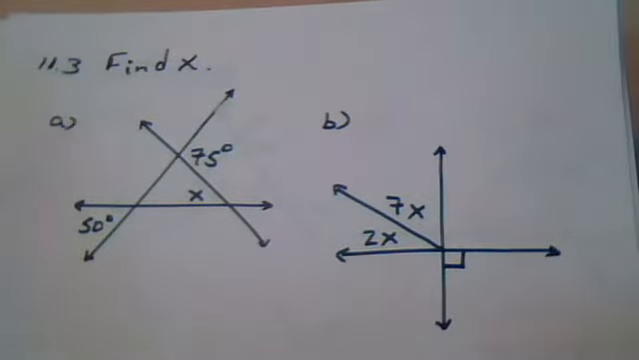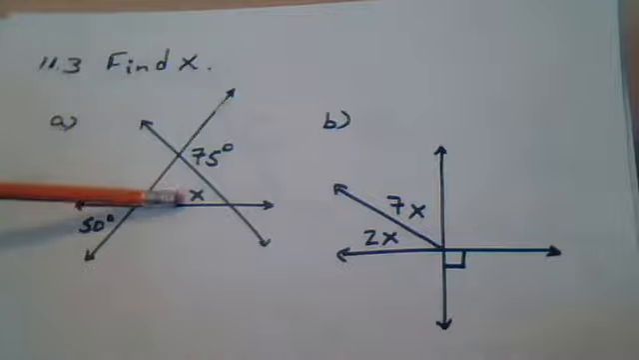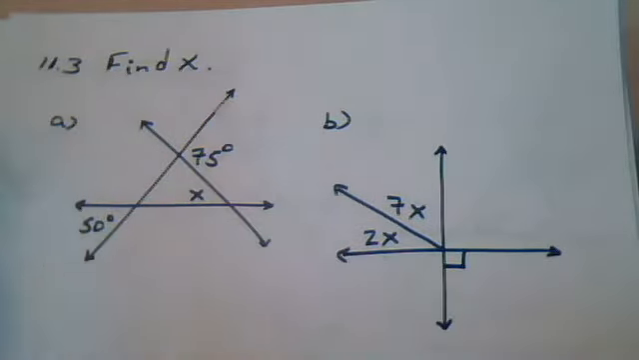Find x. So we need to find this x and we need to find this x. This one for part A, what we're going to do is get information for these two angles, and then we're going to remember that the three angles of any triangle always add up to 180. And we're going to do that by doing the following.